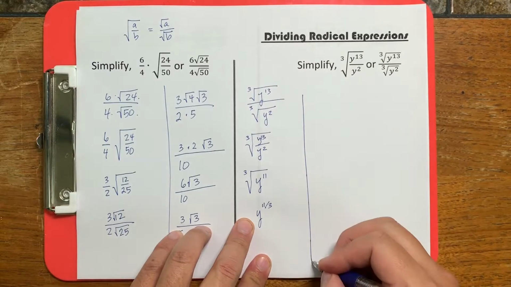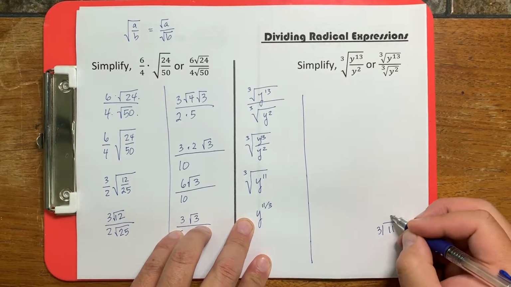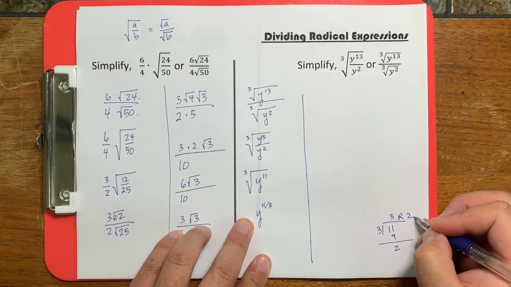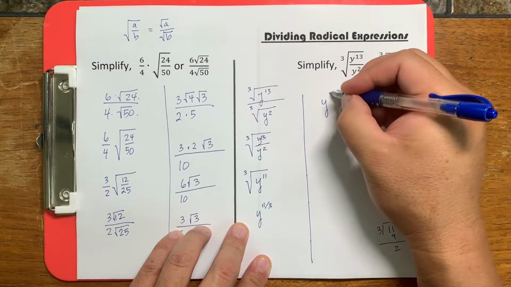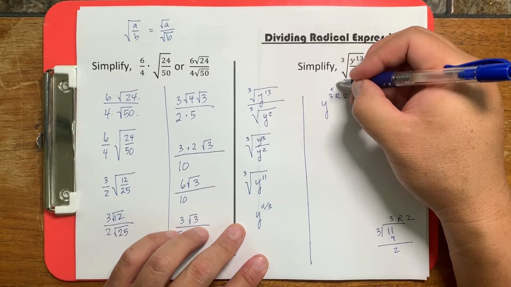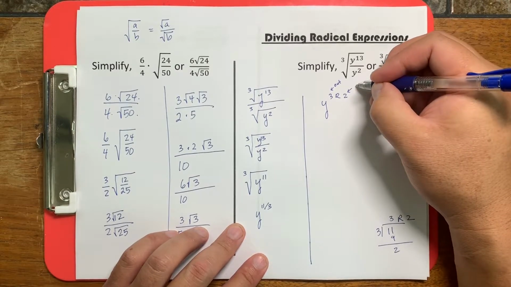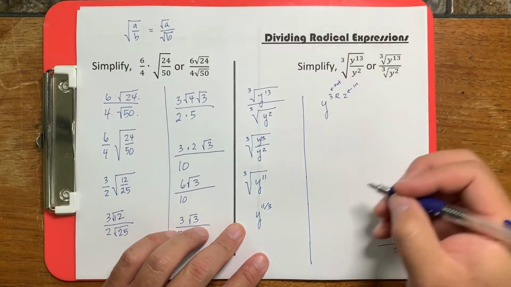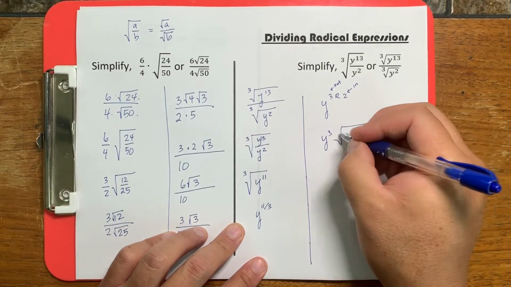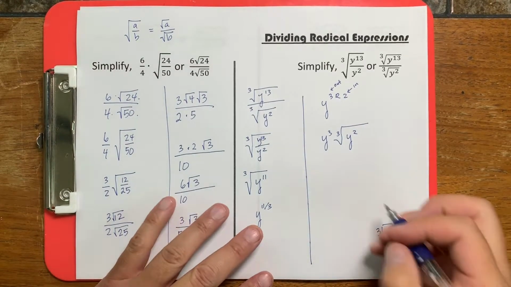Now I'm going to do something a little bit non-standard. I'm going to look at this and say 3 goes into 11 3 times with a remainder of 2. So I'm going to write something non-standard. This is the exponent that goes on the outside of my radical, and this is the exponent that goes on the inside of my radical. So I have y cubed and the cube root of y squared. And then we'd be done.